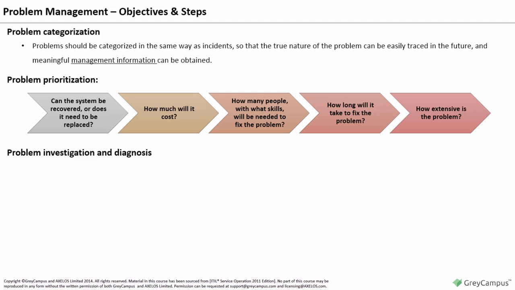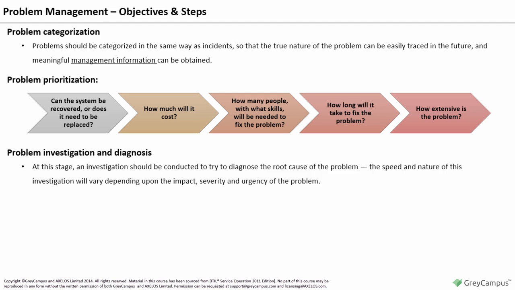Problem investigation and diagnosis. At this stage, an investigation should be conducted to try to diagnose the root cause of the problem. The speed and nature of this investigation will vary depending upon the impact, severity, and urgency of the problem. The CMS must be used to help determine the level of impact and pinpoint and diagnose the exact point of failure. The KEDB should also be accessed, and problem matching techniques, such as keyword searches, should be used to see if the problem has occurred before, and if so, to find the resolution.